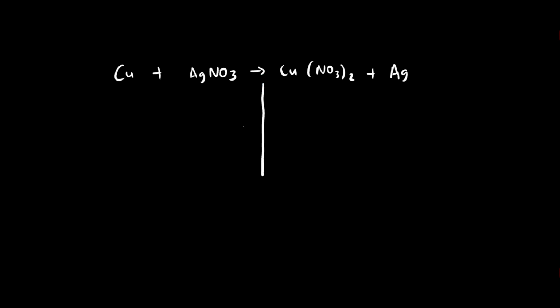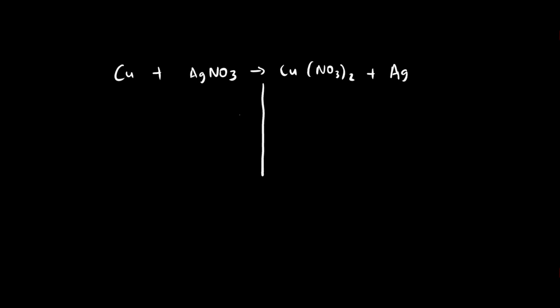Alrighty, let's try some harder problems now. We have copper reacting with silver nitrate to produce copper nitrate and silver. Go ahead and pause this video and try to solve it on your own.